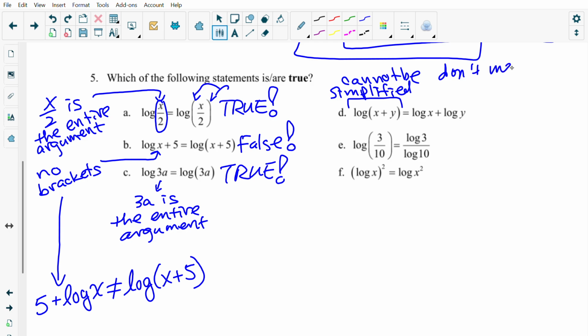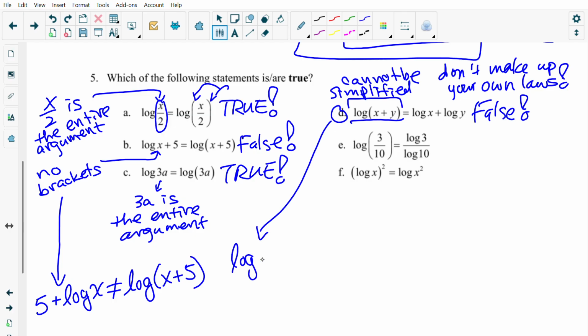I'm going to put a note here. Don't make up your own laws. Cannot make up your own laws, okay? This cannot be simplified. So first of all, let me just say this is false. What you might be thinking for D is this. If I have log of xy, that equals log of x plus log of y. This is the correct application of the product law. Okay, so be careful there.